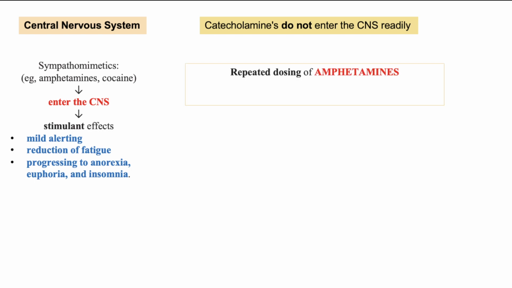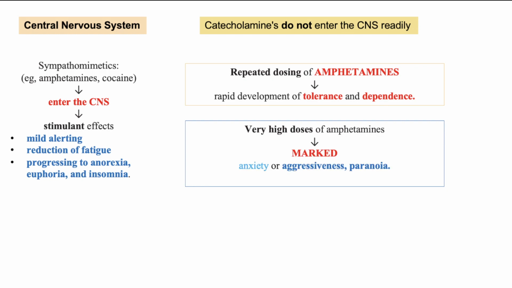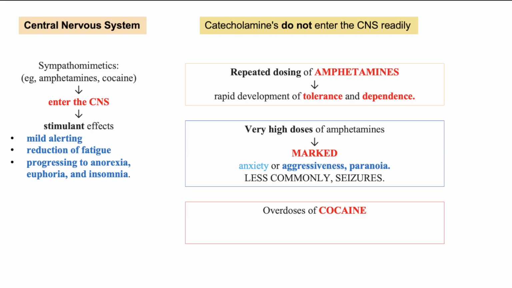And what will happen with repeated dose of amphetamine? The repeated dose of amphetamine will lead to rapid development of tolerance and dependence, and this will be very dangerous. In case of very high doses of amphetamine, there will be marked anxiety, aggressiveness and paranoia, and less commonly seizure. So which side effect differentiates amphetamine from cocaine? The overdose of cocaine is responsible for causing seizures. The seizures are very commonly seen in case of overdose of cocaine.